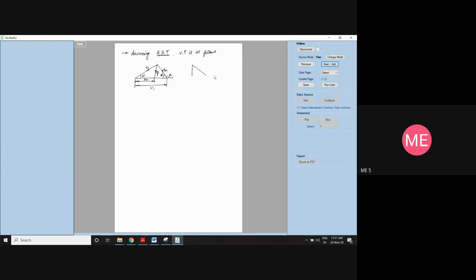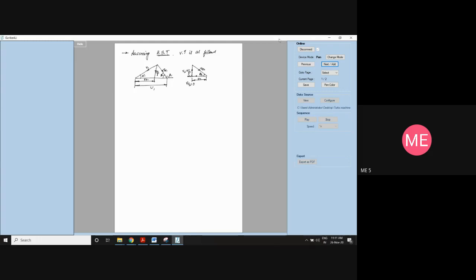Similarly, the outlet will be a right angle triangle. This is beta 2, VR2, V2 is equal to VF2, U2, this is alpha 2. Either way you take it, it is 90 degrees. V2 is 90 degrees. So this is the direction of the velocity triangle. Now we'll go to solve one by one.